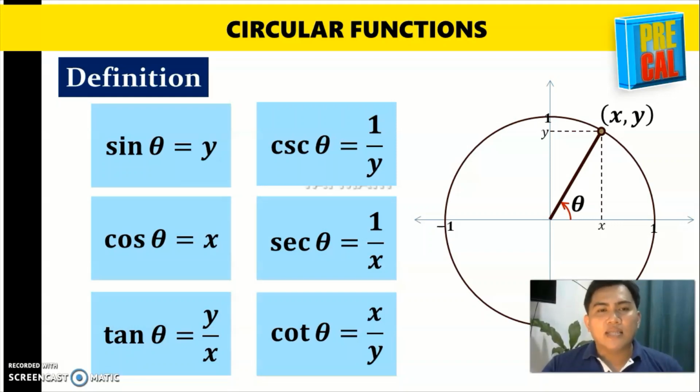So remember, the sine of the angle is y, the cosine of the angle is x, tangent of the angle is y over x, cosecant of the angle is 1 over y, secant of the angle is 1 over x, and cotangent of the angle is x over y. The challenge here is you have to identify the values of x and y. You have to identify the coordinates of the terminal point.